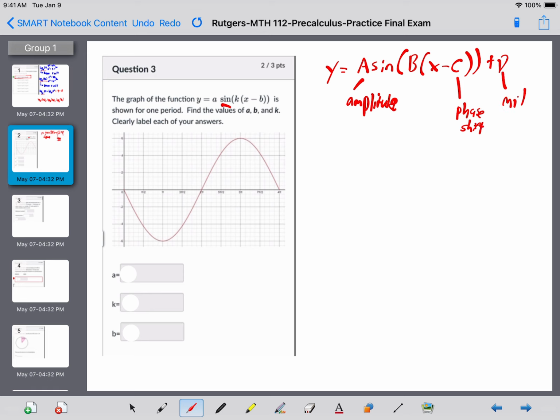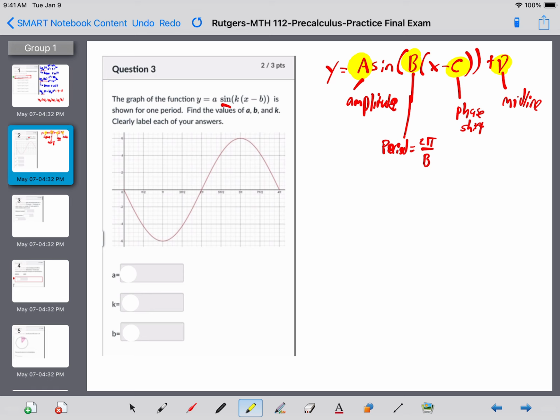D is your midline. And b indirectly gives you your period. You would have to use the formula: period equals 2 pi over b. Now the reason I like to use this form is because it goes in alphabetical order, right? A, B, C, D. So it's easy to memorize.